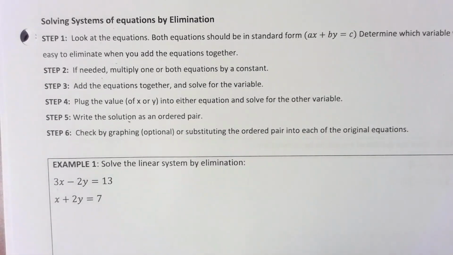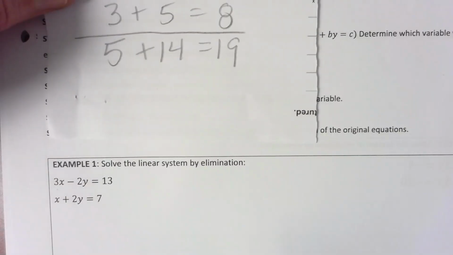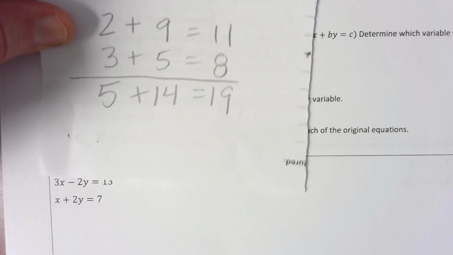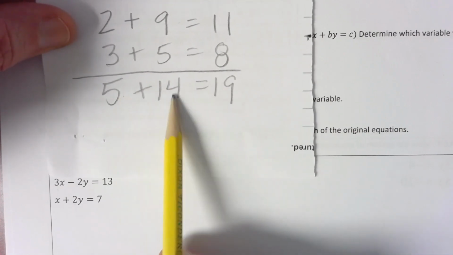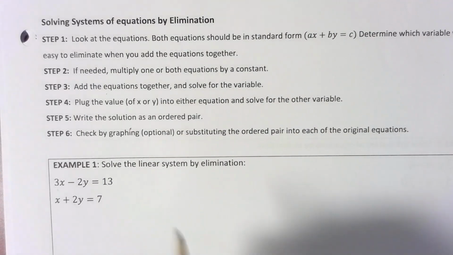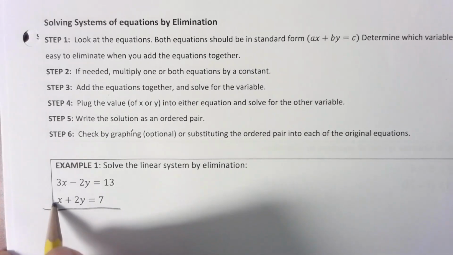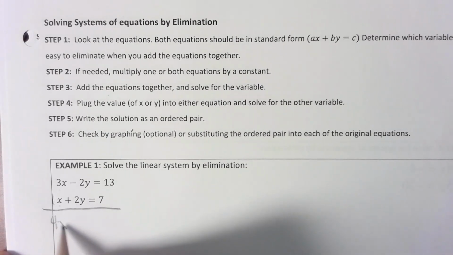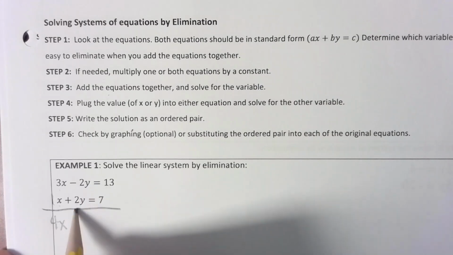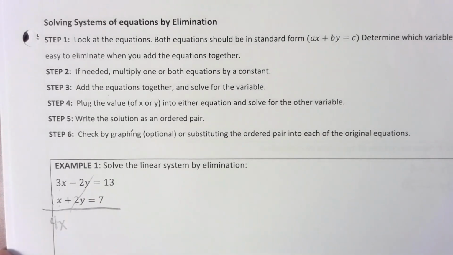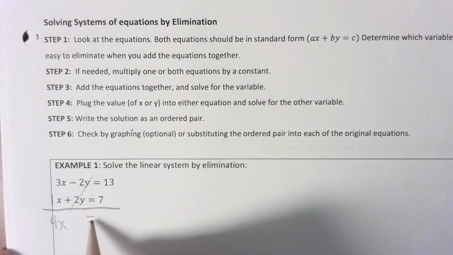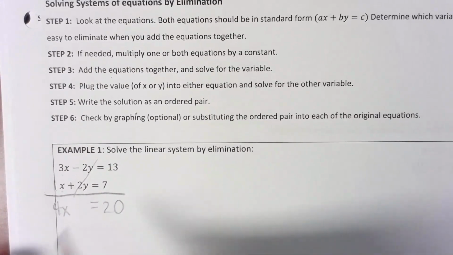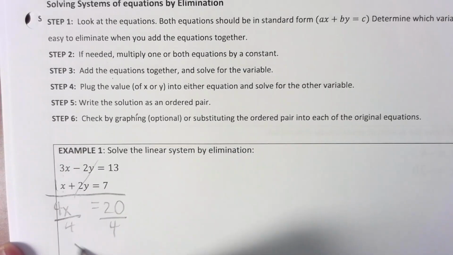So what I can do now, just like this, I have two equations, and I am allowed to add them together. I know that when I add them together, I'm going to get another true equation. So draw a line here. I am adding these two equations together. 3x plus 1x is 4x. -2y plus 2y is 0. Those cancel each other out. 13 plus 7 is 20. Now, we could not find an easier to solve equation than this. Divide by 4, x is 5.